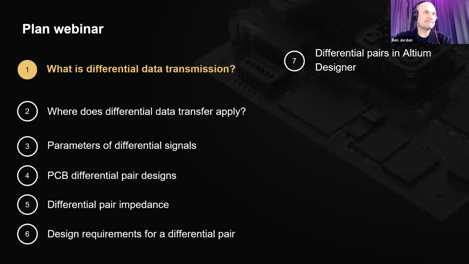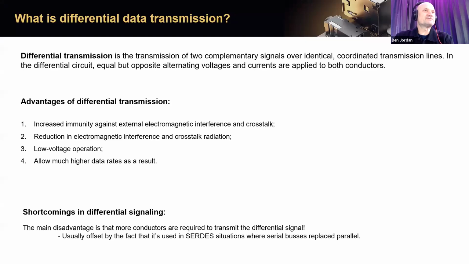it in design. So differential transmission is the transmission of two complementary signals over identical coordinated transmission lines in equal but opposite voltages and currents that are applied to both conductors. So in other words, we send the same signal twice, but inverted. And we want to make sure on a PCB design that each of those signals is exactly the same length. And we route them together.